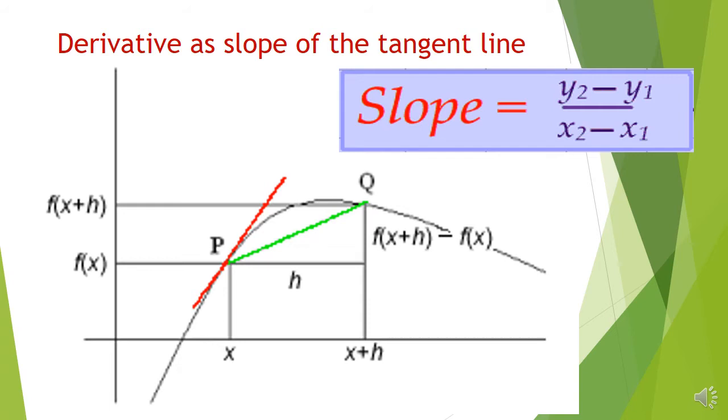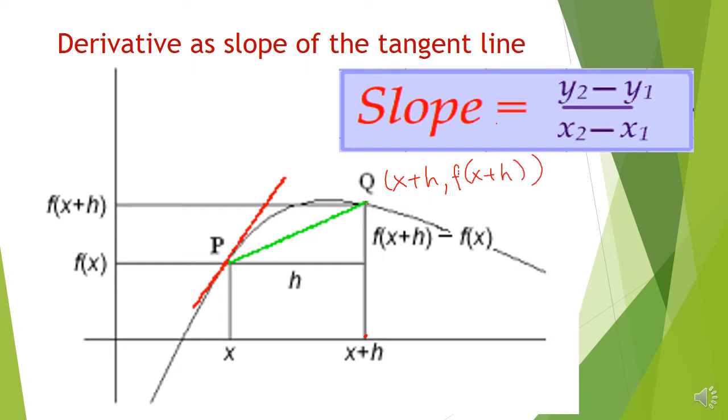Kaya lang kung one point lang yung pag-uusapan natin, how can we utilize the formula for the slope since this formula involves 2 points, no? So we get another point on the curve, say Q, okay? So ang Q natin is right here. So from this given illustration, ang x coordinate niya will be x plus h and its y coordinate will be this one. That's f of x plus h.